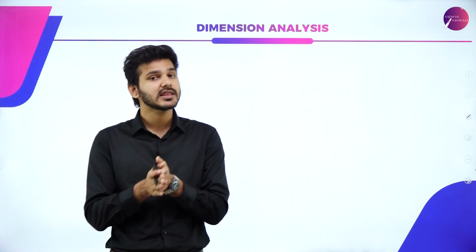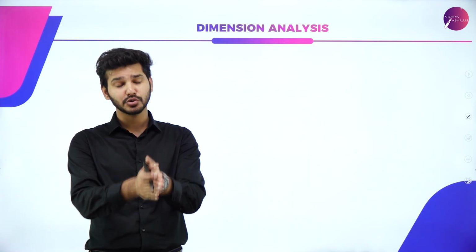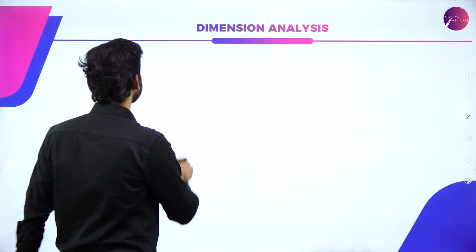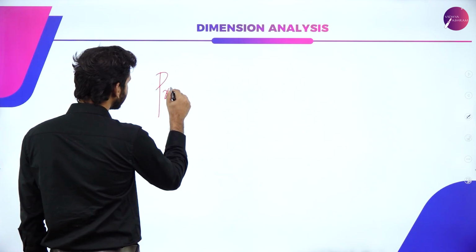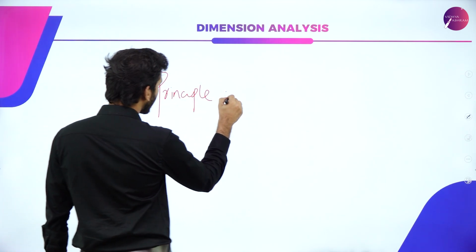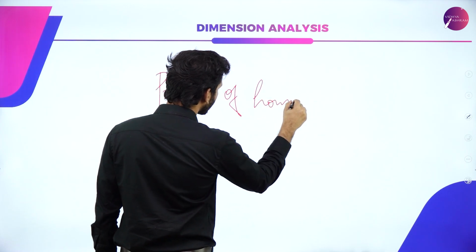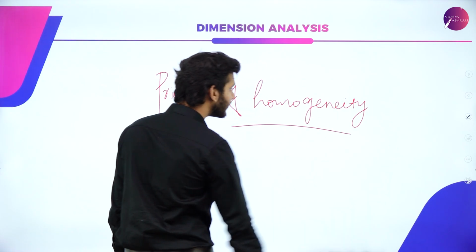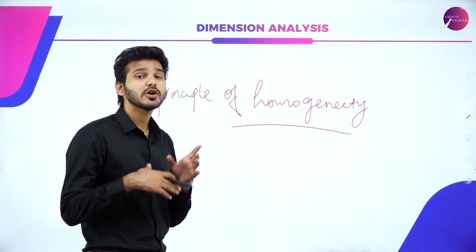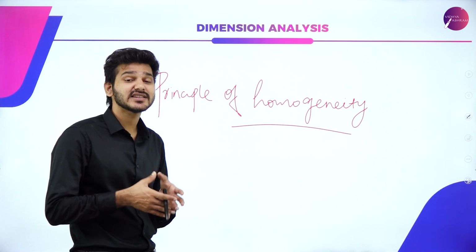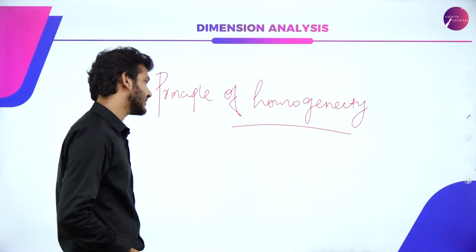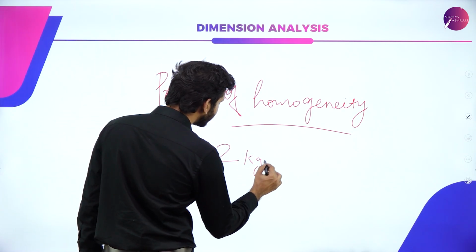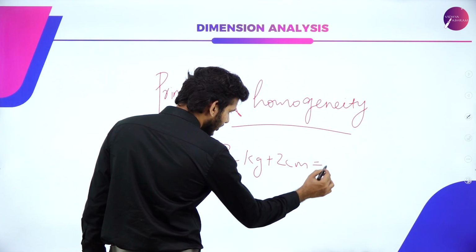And now, one thing you have to remember is that there is a rule regarding this. It is known as principle of homogeneity. This principle of homogeneity states that you can only add quantities which have the same dimensional formulas. That is, I cannot just randomly show up and say 2 kg plus 2 centimeter is equal to what?